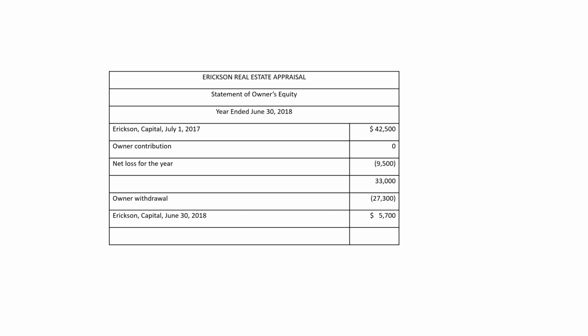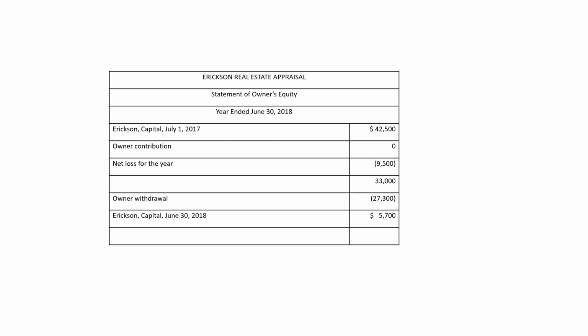Since the owner did not make any contributions, the beginning capital is the balance as of the beginning of this year. We have not seen any companies already in existence during the year or a previous year. When there is a capital balance, the balance in that capital account as of the beginning of the period is from prior period or prior accounting years information. So Erickson Capital July 1 starts at $42,500.